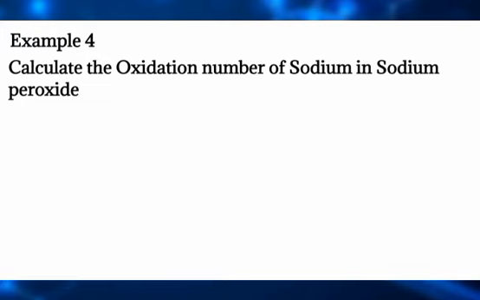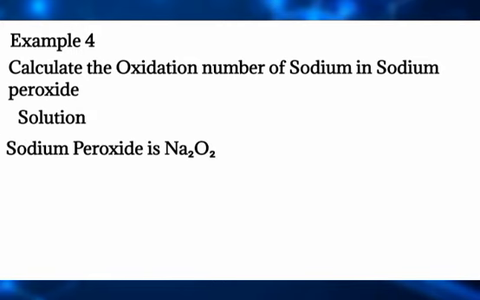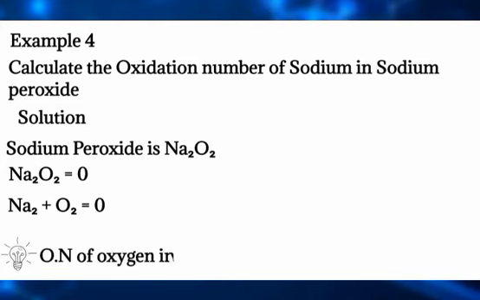In this case, we were not given the formula. Hence, your ability to know formulas of compounds is very important. Sodium peroxide is Na2O2. So this is not having a charge, it is not a radical, it is a compound, so you equate it to 0 before splitting the elements. So Na2 plus O2 equals 0. Now we have to remember the rule guiding oxygen, that oxygen is always -2 except in peroxide where it is -1. So oxygen will be -1 in this case, not -2.